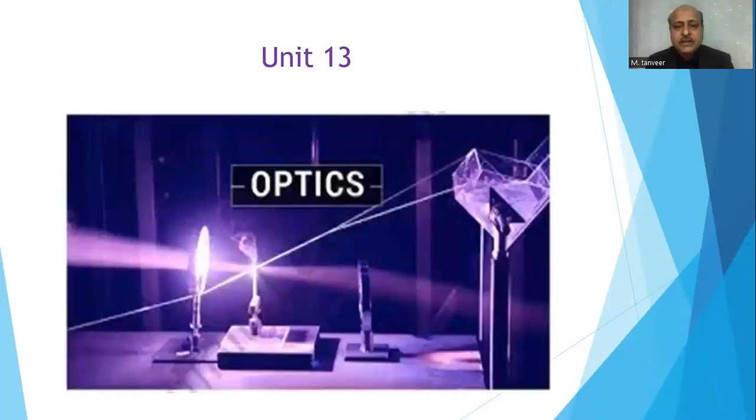This is the second class about unit number 13, and as you know, this unit is about optics. I have told you that optics is that branch of physics in which we discuss properties of light, behavior of light, and we have to discuss all those instruments in which we use light. When instruments use light, they have to obey certain laws. And we have discussed reflection, laws of reflection.